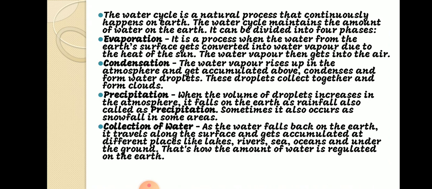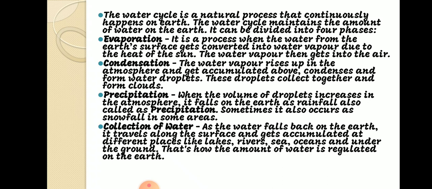First is evaporation. It is a process when the water from the Earth's surface gets converted into water vapors due to the heat of the sun. The water vapor then gets into the air. The second phase of water cycle is condensation. The water vapor rises up in the atmosphere and gets accumulated above, condenses and forms water droplets. These droplets collect together and form clouds.